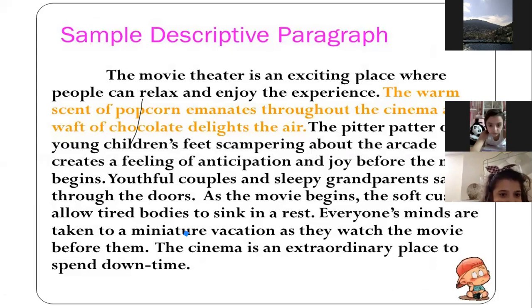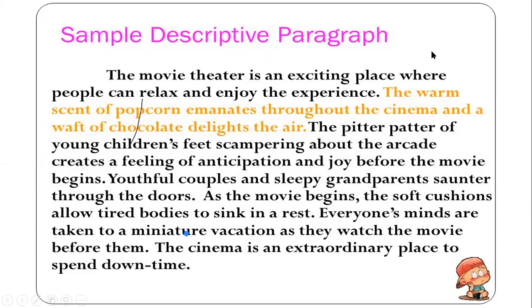This is an example of a descriptive paragraph. It is about a movie theater. The movie theater is an exciting place where people can relax and enjoy the experience. The warm scent of popcorn, here they are describing the smell. The warm scent of popcorn emanates throughout the cinema and a waft of chocolate delights the air. Here, the yellow lines, they are using the smell sensation to describe the popcorn and the chocolate. The pitter-patter, the sound of the steps of young children's feet scampering about the arcade. Here they are describing the sound.